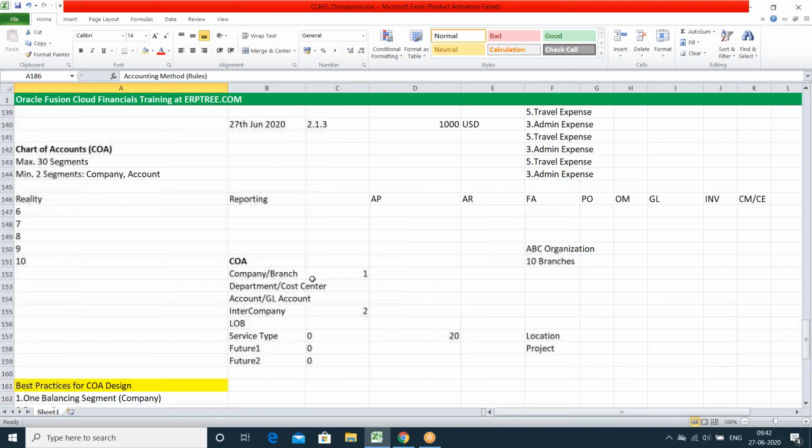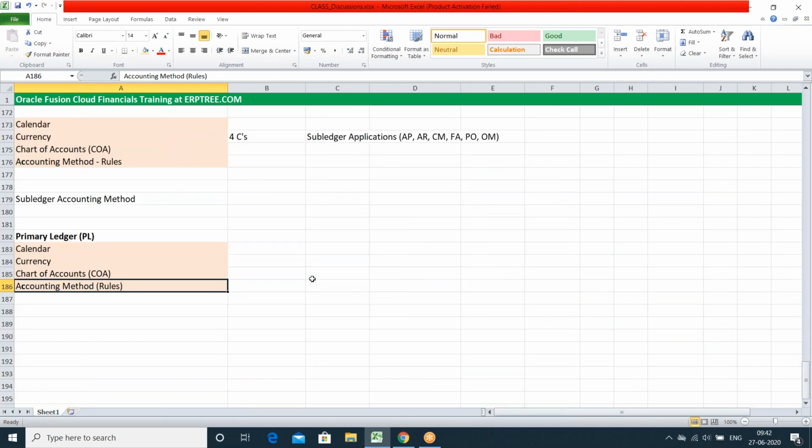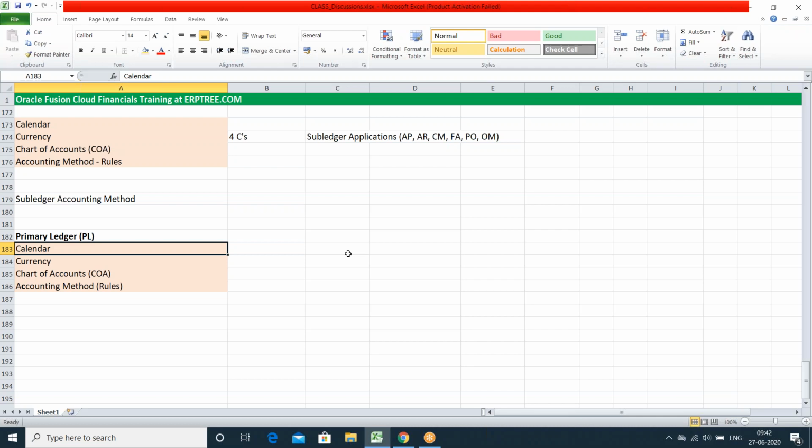So this is all about the primary ledger. For each country, we have to create a separate primary ledger. So if you are doing the implementation for 10 countries, minimum 10 primary ledgers. For each country, we have to create a separate primary ledger.